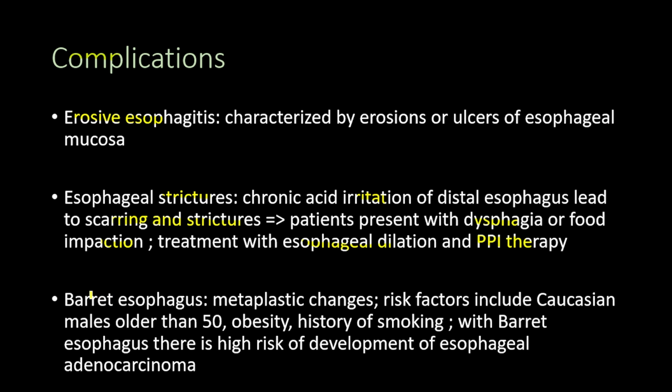Now in the complications we also have Barrett esophagus, and we already mentioned that this is a metaplastic change in the esophageal lining from stratified squamous into simple columnar, and the risk factors for Barrett esophagus include Caucasian males older than 50 and obese patients and patients with history of smoking. And with Barrett esophagus, there is high risk of development of esophageal adenocarcinoma. So these patients with Barrett esophagus have to be followed to make sure that they don't develop the adenocarcinoma.